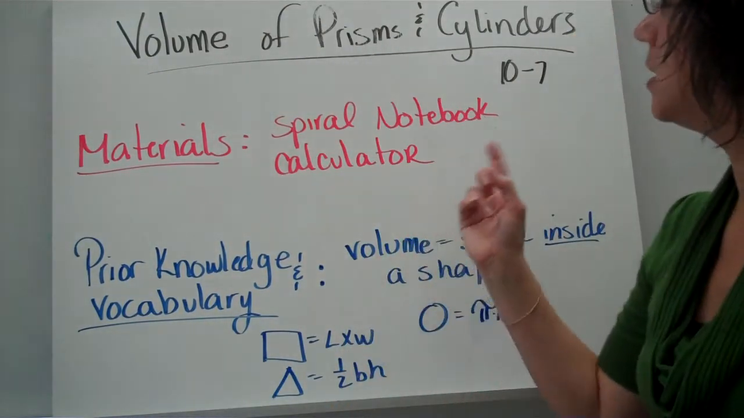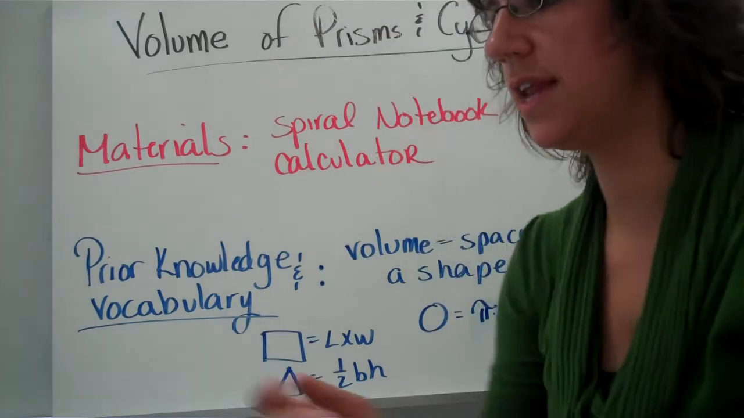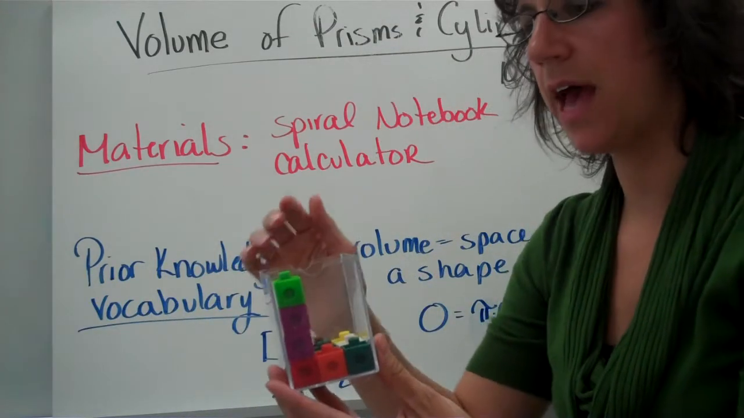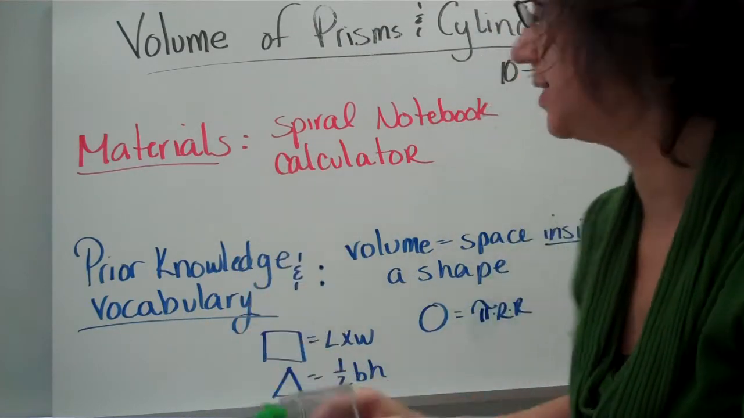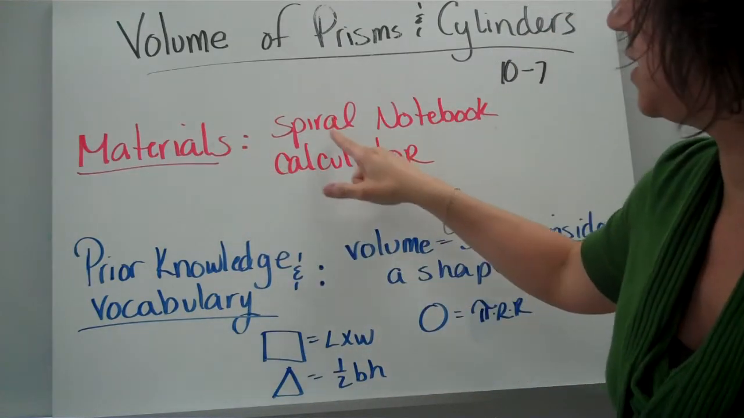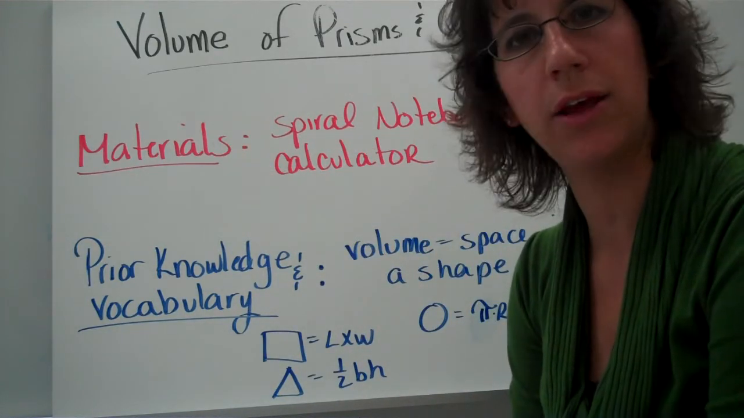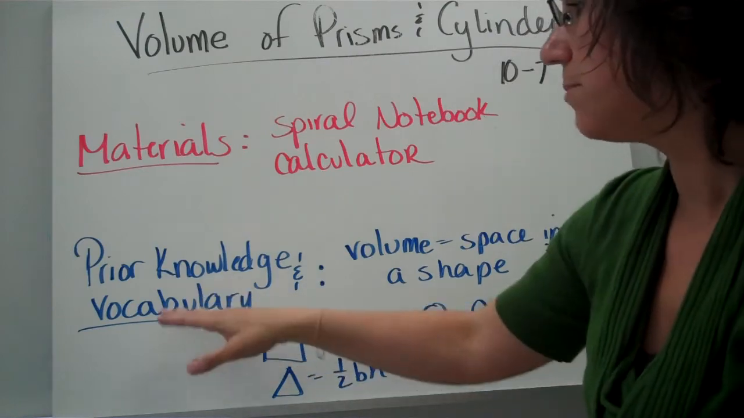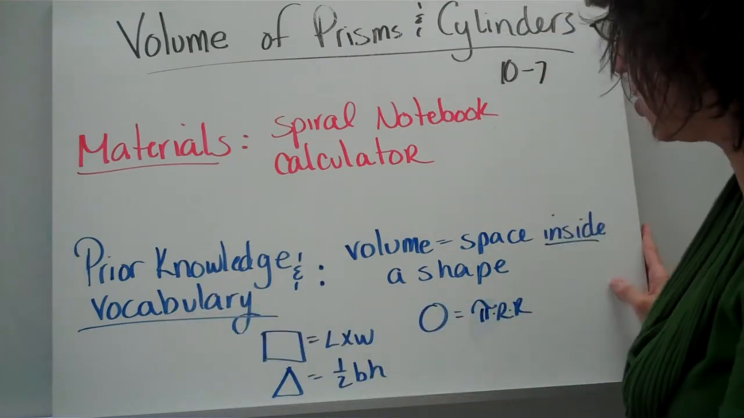Okay, volume of prisms and cylinders. Now remember, volume is how much can fit inside. So the materials you're going to need are your spiral notebook and a calculator. Any old calculator will do just fine. And prior knowledge and vocabulary, things you need to know.